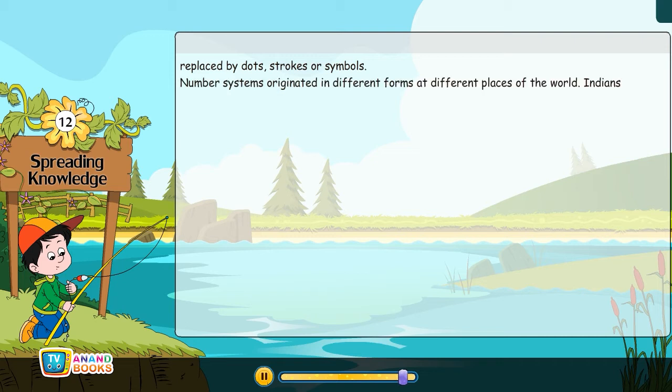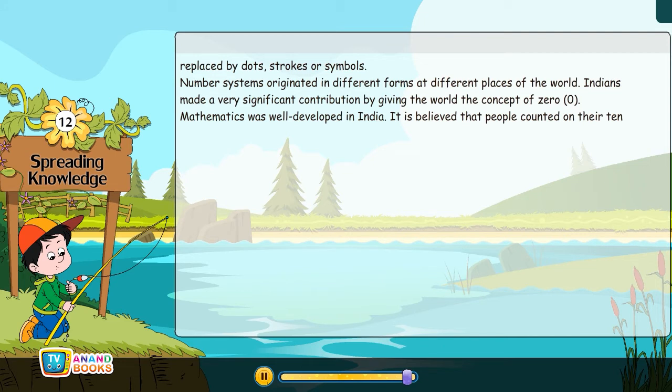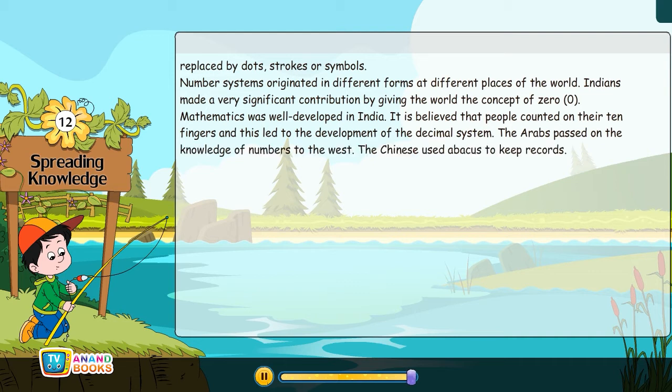Number systems originated in different forms at different places of the world. Indians made a very significant contribution by giving the world the concept of zero. Mathematics was well developed in India. It is believed that people counted on their 10 fingers, and this led to the development of the decimal system. The Arabs passed on the knowledge of numbers to the West. The Chinese used the abacus to keep records.